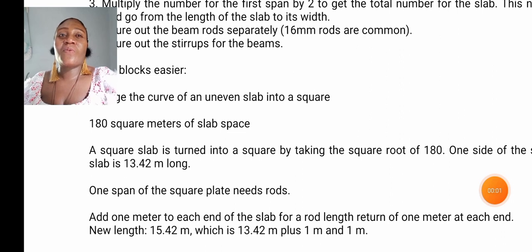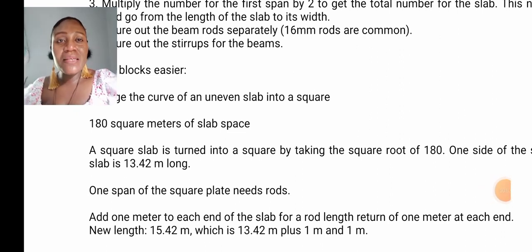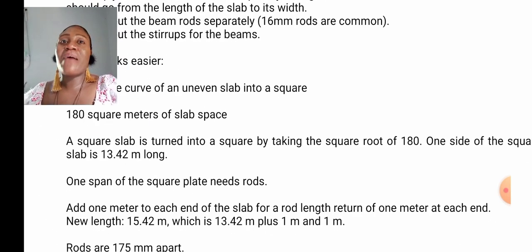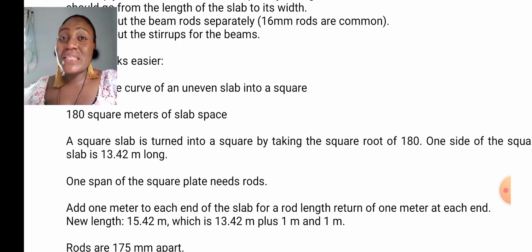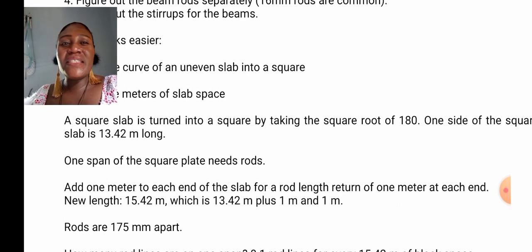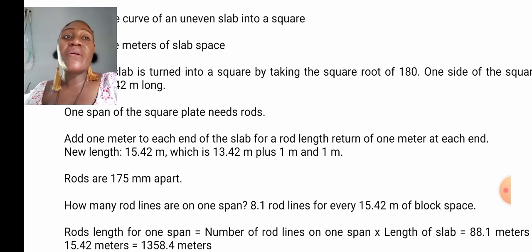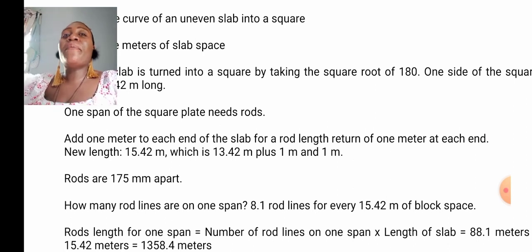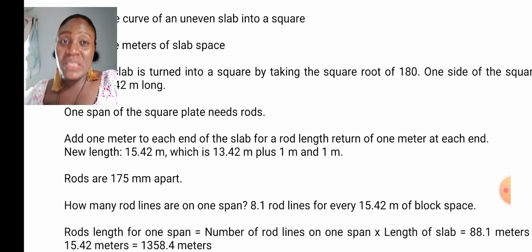Working with 180 square meter of slab space, a square slab is turned into a square by taking the square root of 180. One side of the square slab is 13.42 meter long, and one span of the square plate needs rod. Now, add 1 meter to each end of the slab for a rod length return of 1 meter at each end. Now the new length will not be 13.42 anymore. It will now be 15.42 meter.